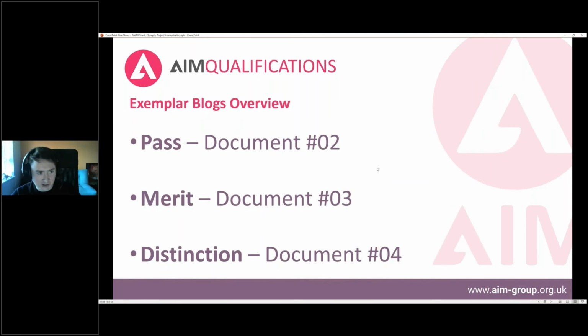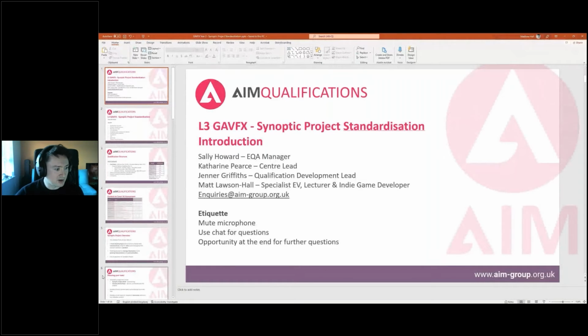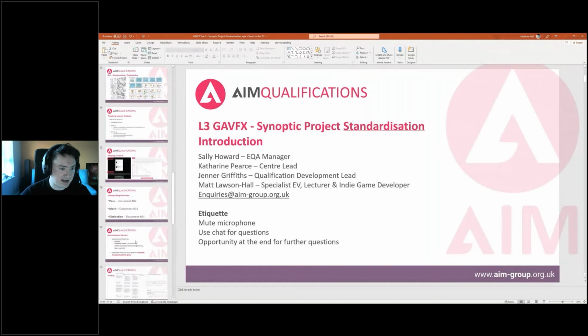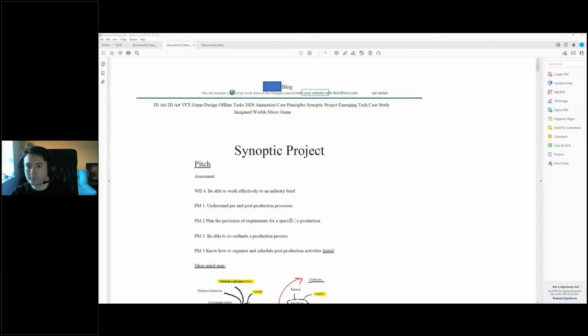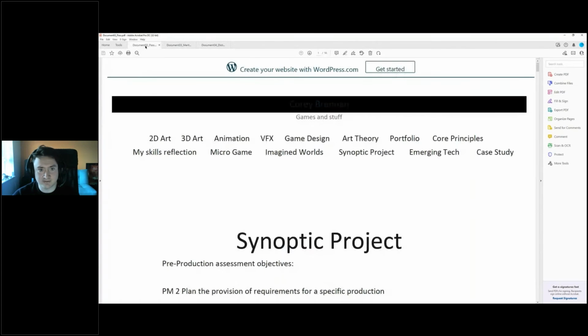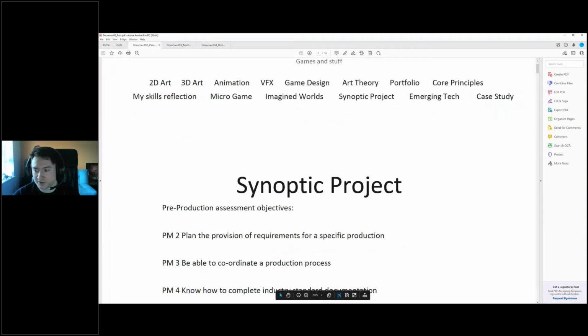Okay, so I've got some exemplar blogs to show at the moment at different levels to get a really quick understanding of what learner evidence could look like. I'm just going to have to stop sharing this one and share a new one. Okay, can you guys see this? My PDF viewer should have Synoptic Project.